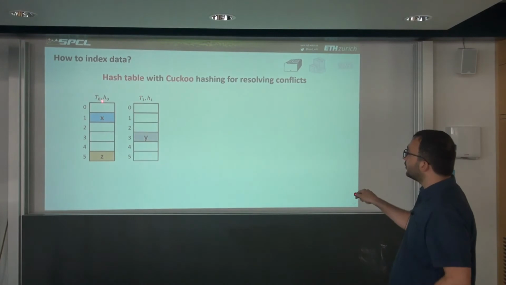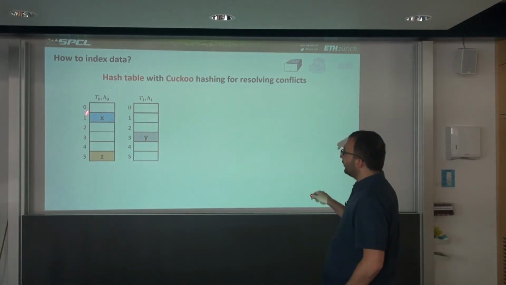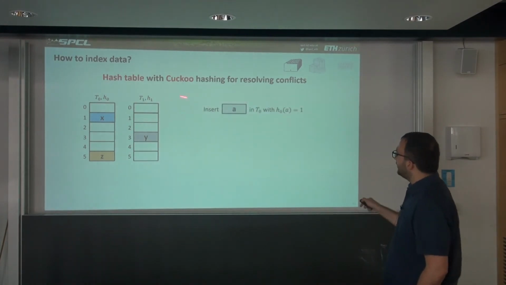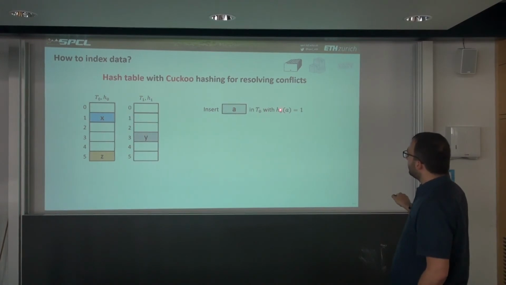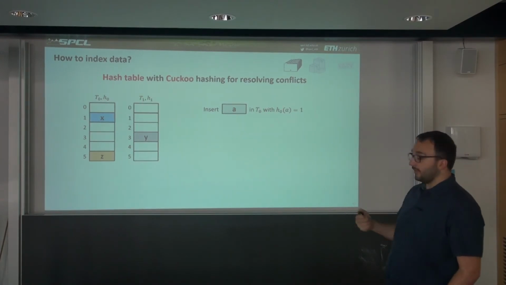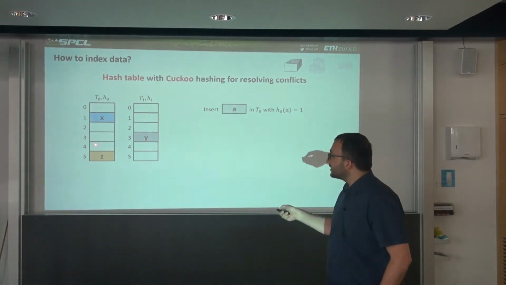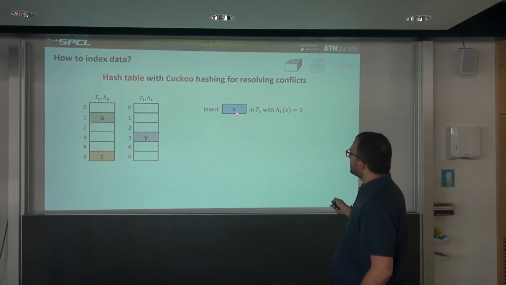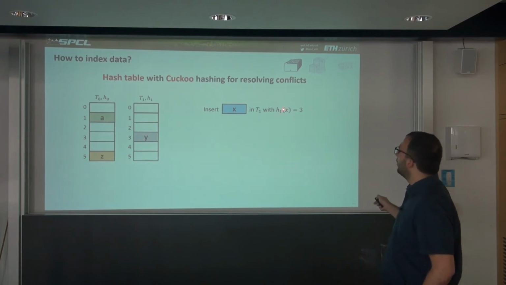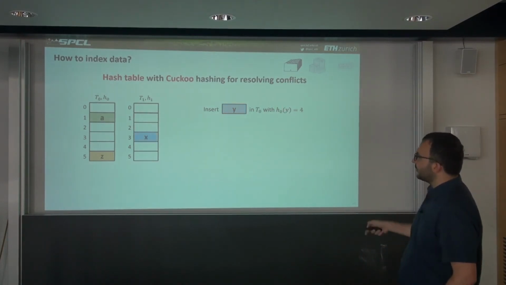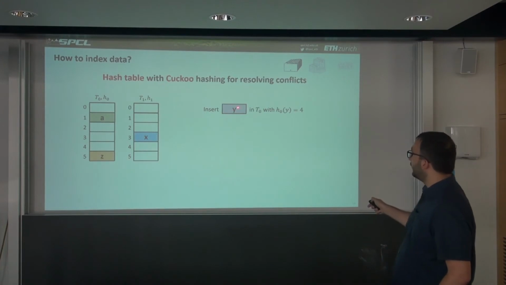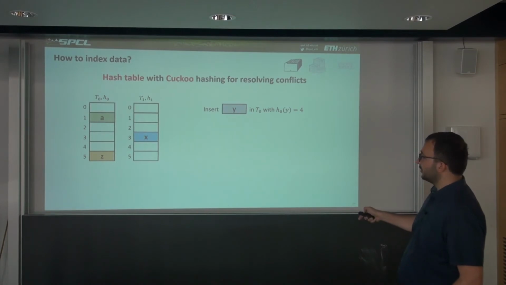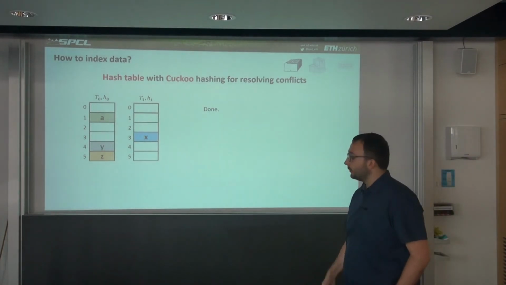Just to recap a bit, with Cuckoo hashing, we have 2 tables, T0 and T1, with their hash functions, H0 and H1. Whenever we want to insert a new element, like A now, we start with H0. We compute H0 of A, and in this case, we get 1. But 1 in T0 is already occupied by X. So we swap X and A, and then try to insert X in T1 by computing its hash with H1. So we get 3, and then we swap again, and so on. In this case, we then get 4 for H0. This means that Y will be inserted in this position here, and the insertion will terminate successfully.